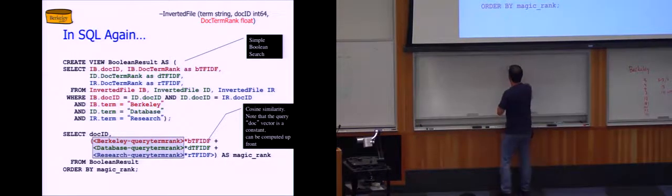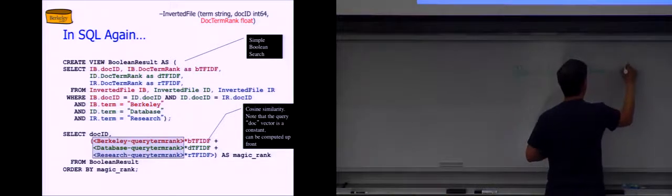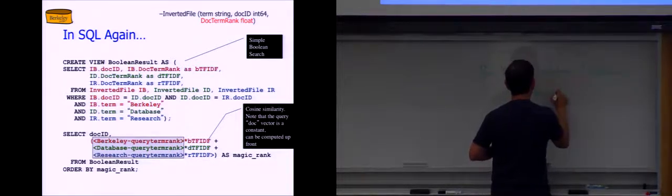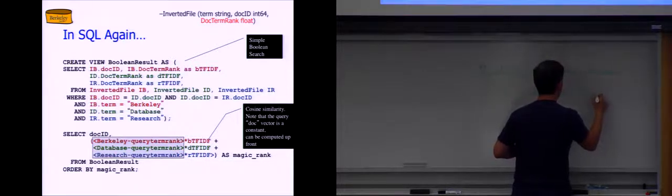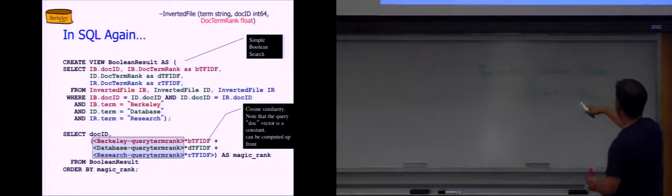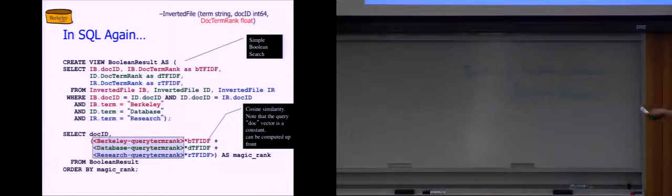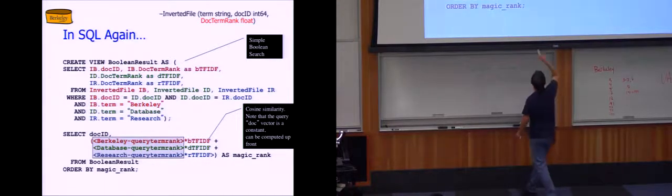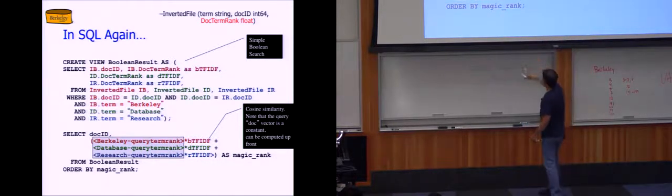If you write a query that says Berkeley database Berkeley research, well, the TF of Berkeley in this thing is 2, and the IDF of Berkeley is something from that table up at the top, and that's what we store right there. Berkeley query term rank is TF-IDF for the term Berkeley from the query.